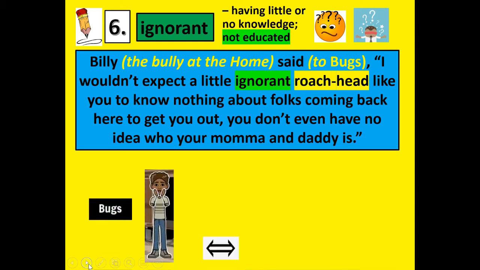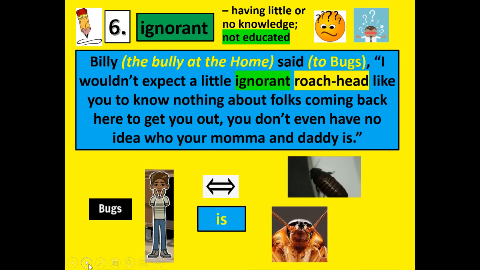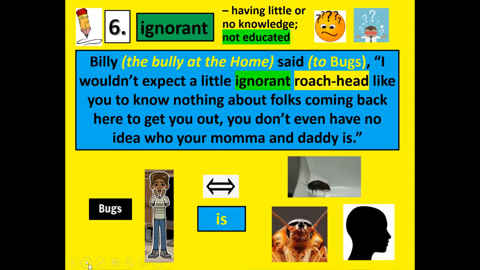So Bugs is a ignorant roach head. That's what Billy called him. So that's a metaphor. It didn't say he's like an ignorant roach head. It just literally says he is an ignorant roach head. So there's a roach.